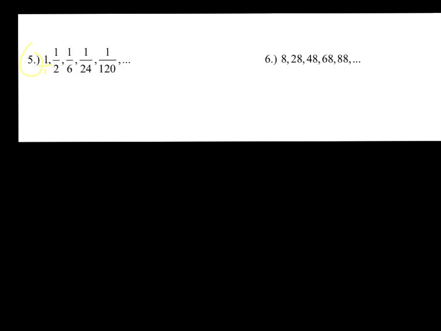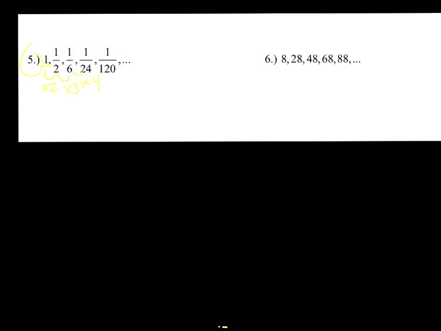So the first thing I'm seeing, okay, well, 1 times 2 gets you 2. 2 times 3 gets you 6. 6 times 4 gets you 24. And 24 times 5 gets you 120. So each time the multiple or the ratio is increasing by 1.